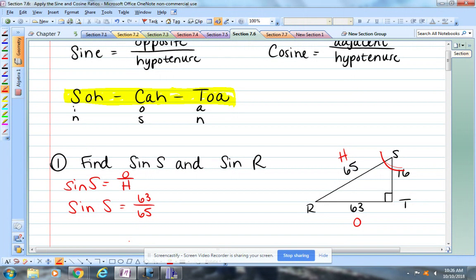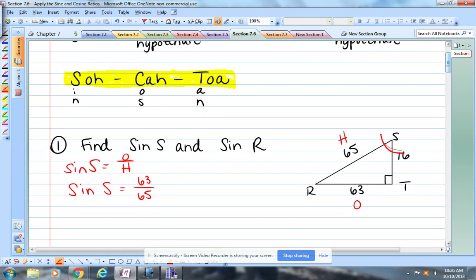And then we can type that in and get a decimal. So in your calculator, type in for me 63 divided by 65. Yeah, so we're going to round that to about 4 decimal places. So sine of S is approximately 0.9692. So if it's a big long decimal, give me 4 decimal places, please.